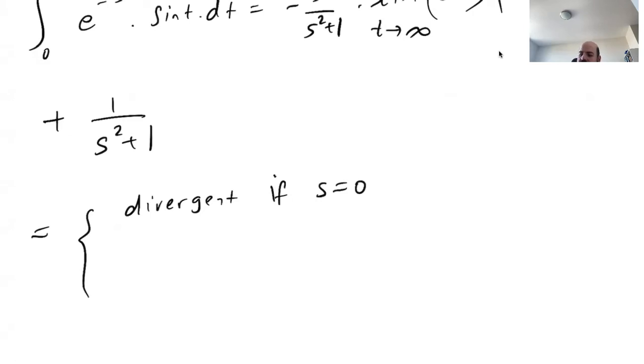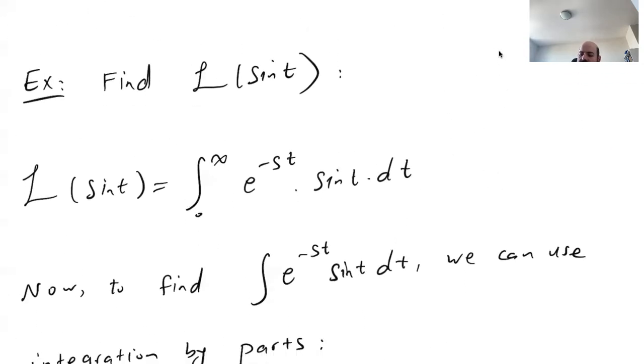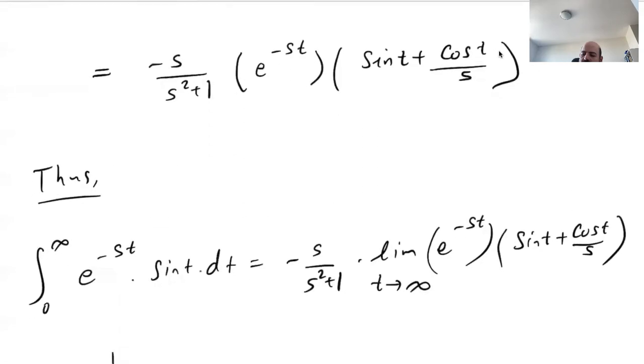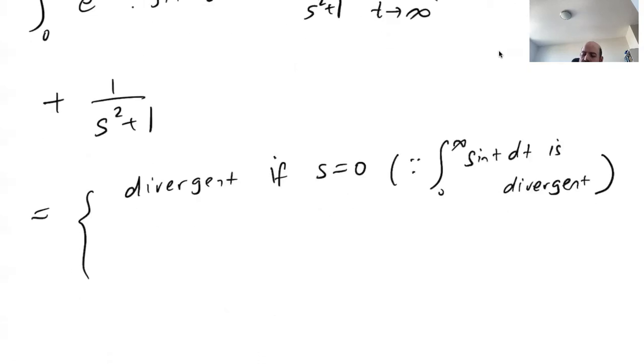If s equals 0, again, we can use the original definition of Laplace transform here. If s equals 0, I will have integral 0 to infinity sine t dt, which you learned is divergent in Math 114. Integral 0 to infinity sine t dt is divergent. That's what you learn in Math 114. So again, we don't need any of these calculations in the case that s equals 0. So I can simply say, because integral 0 to infinity sine t dt is divergent, which is what you saw in Math 114. Now, if s is less than 0, again, it will be divergent.